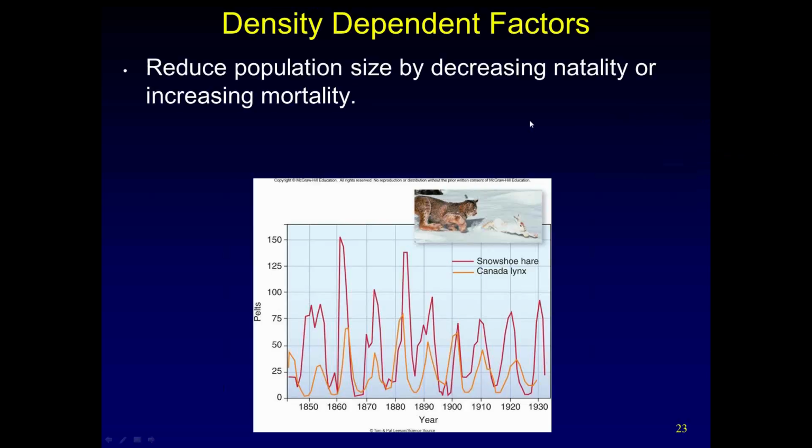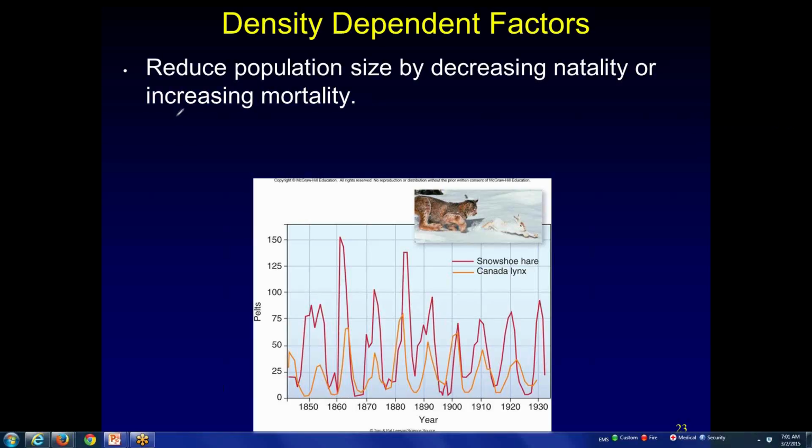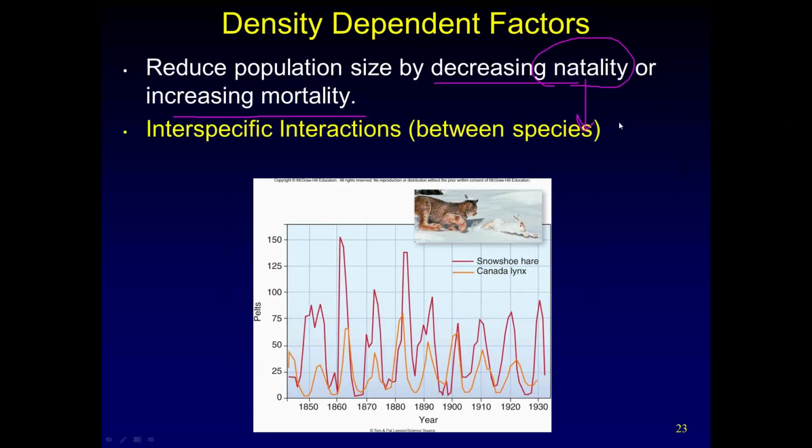So we reduce population size by decreasing natality or increasing mortality. And of course, this whole graph was about increasing mortality. We also could reduce the size by decreasing natality, where we have fewer offspring. That typically happens again with the lynx population, because as the snowshoe hare population decreases, there's less food, and the lynx then doesn't have as much energy to produce babies, and so natality drops as the snowshoe hare population drops as well.